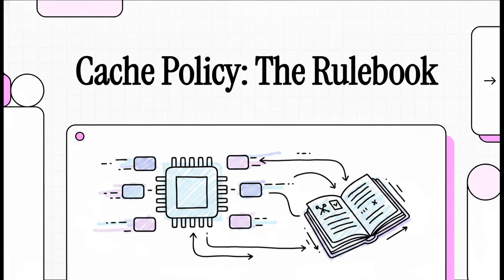A cache is pretty much the secret weapon that makes your processor feel so fast. It's this small, super quick little area for data to hang out in. But all that speed isn't just chaos, oh no. It's all governed by a very strict set of rules or policies that tell the cache exactly what to do. All right, so let's crack open this rulebook and see how it all works.